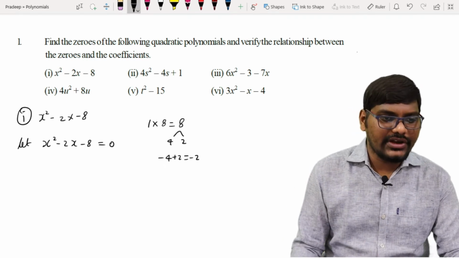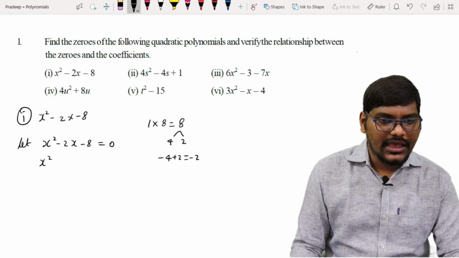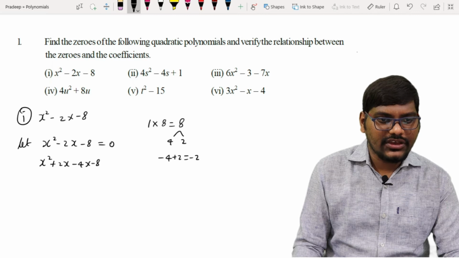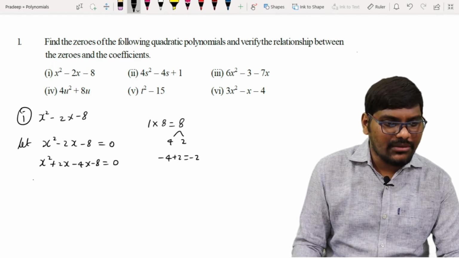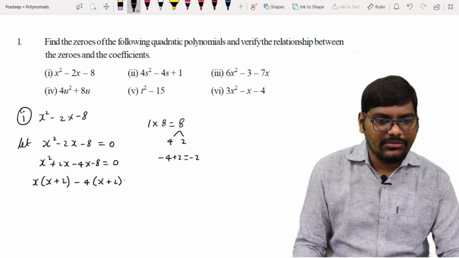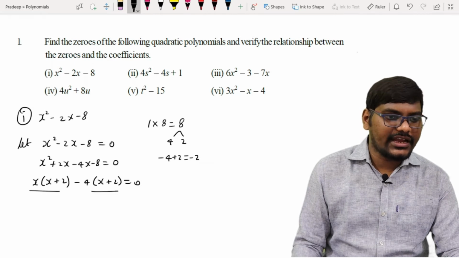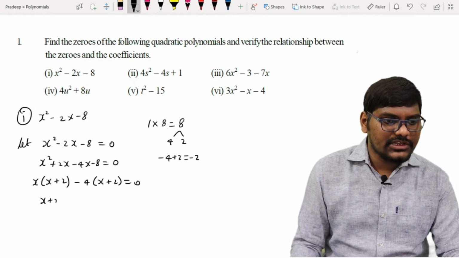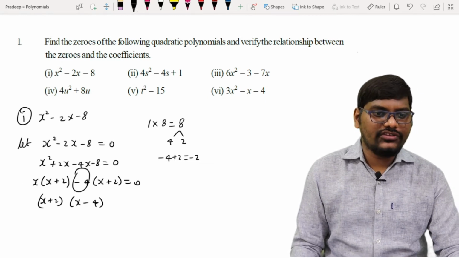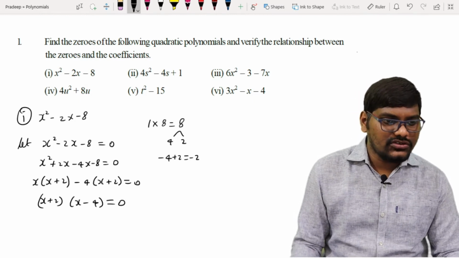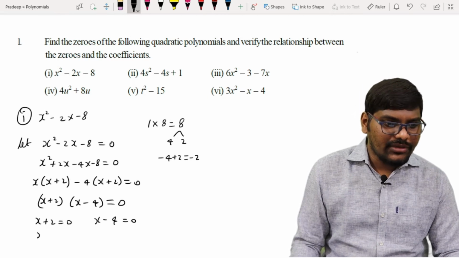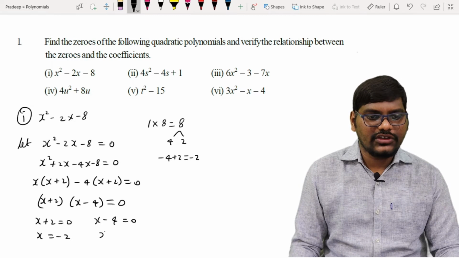In the same way we write x square plus 2x minus 4x minus 8 equal to 0. From the first two terms I take x common, so x plus 2 remains. From the last two I take minus 4 common, so x plus 2 remains. Now x plus 2 is common, so x minus 4 remains, equal to 0. I write separately x plus 2 equal to 0 and x minus 4 equal to 0. So x equal to minus 2, and x equal to 4.